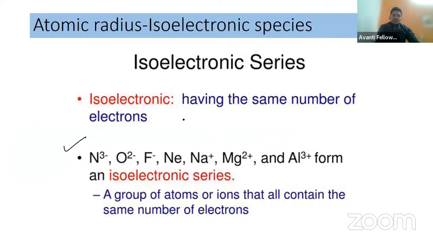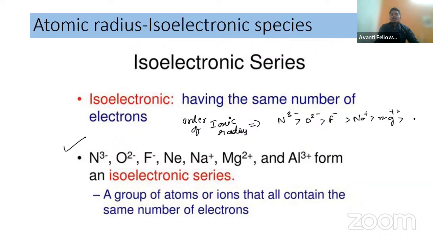Let's suppose I want to ask for the order of ionic radius. If I am asking you the order of ionic radius, then what you are going to see is this: N3- will have more size than O2-, then F-, Na+, Mg2+, and Al3+. Why? Because as the Z value increases, Z effective increases, and the ionic radii of isoelectronic species decrease. Okay, only for isoelectronic species.